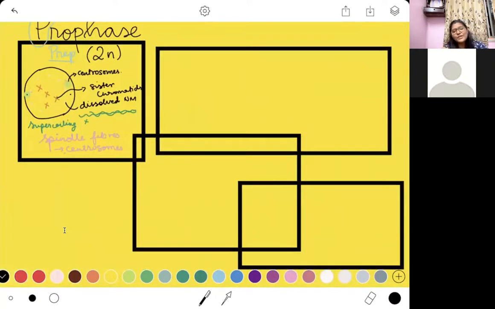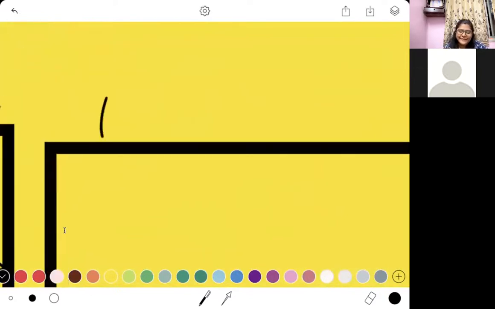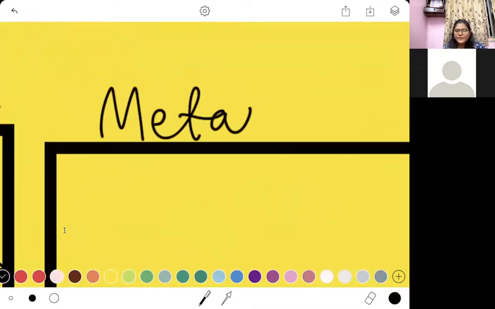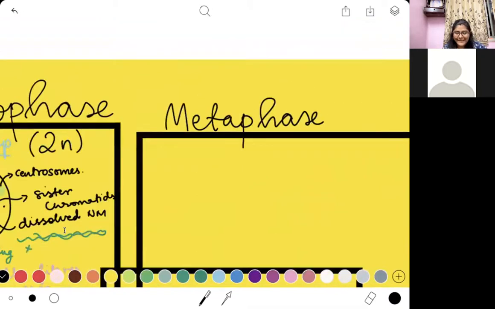Now let's go to the next phase, which is called the metaphase. So I'm going to write over here, you have something called metaphase. Again, think of your M for middle. So P is for prep, M is for middle. Here also the number of your chromosomes is going to be twice that of a normal cell.